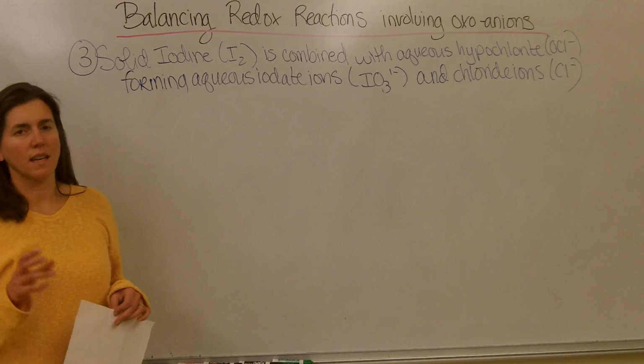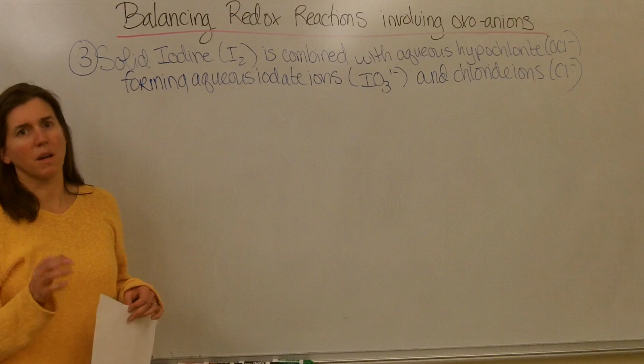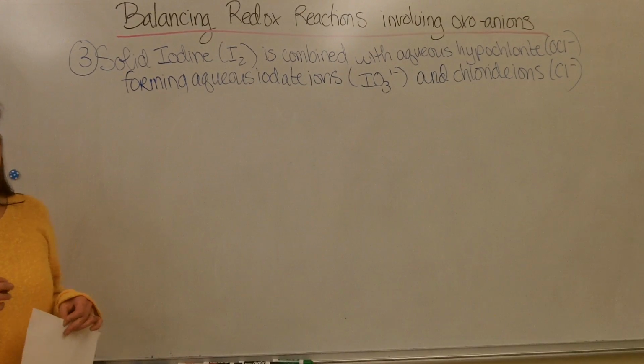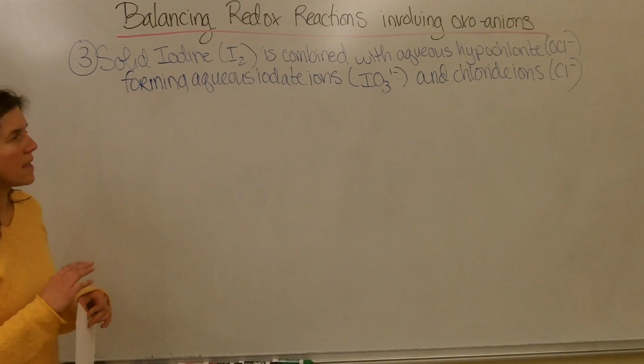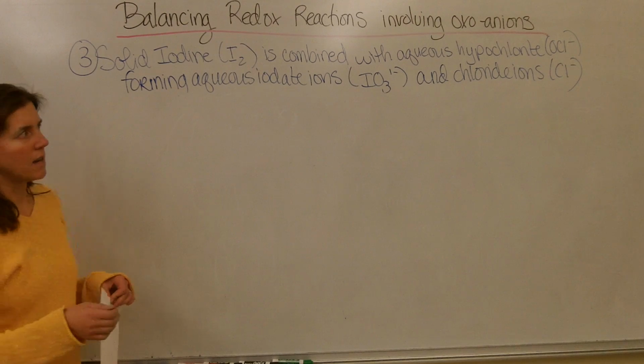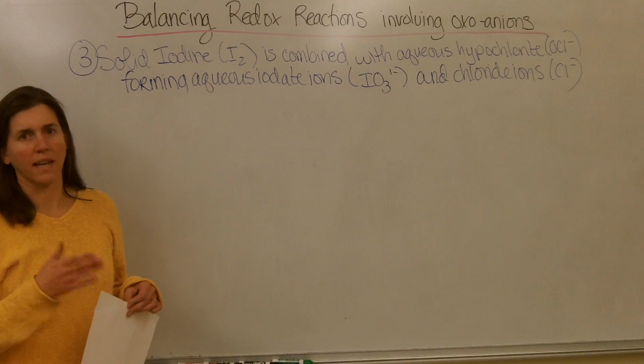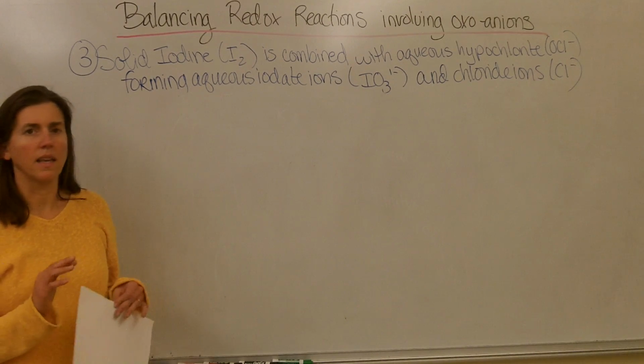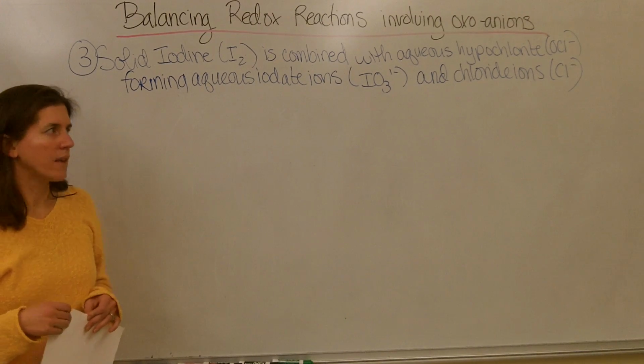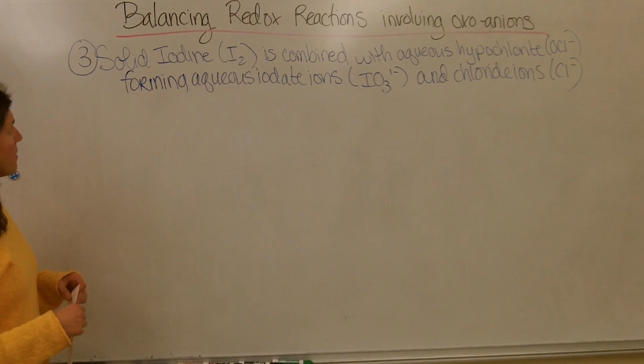So if you see an oxygen-containing polyatomic ion involved in a redox reaction, then you might need to use these steps to balance it. And you'll notice with reactions like this, you won't be able to balance it by just adding in coefficients. The waters and hydrogen ions need to get involved. So here's a sample problem.